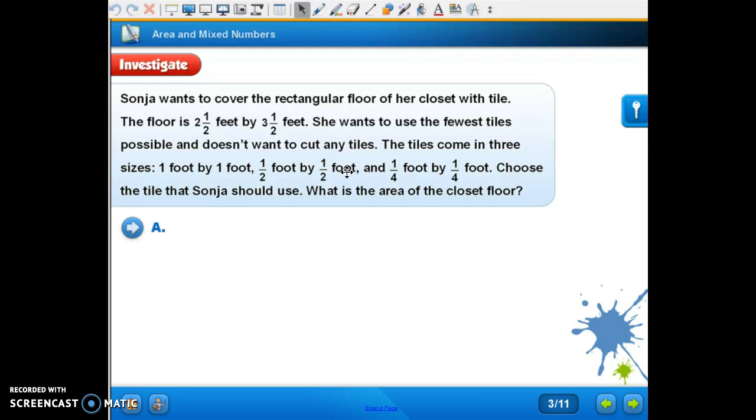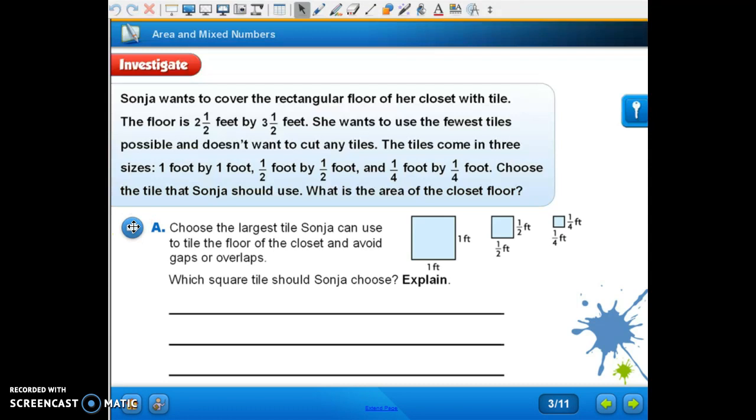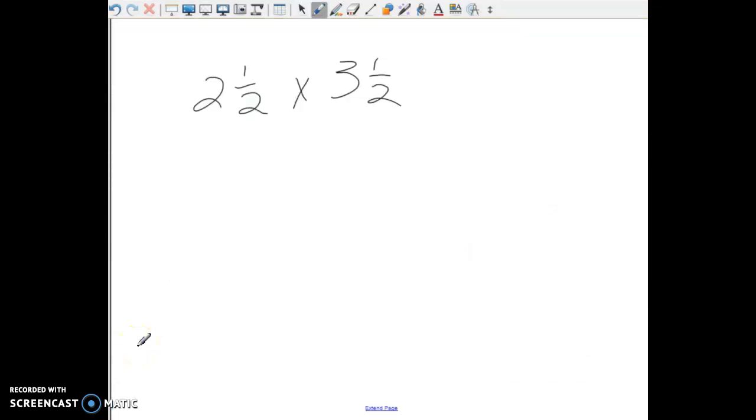What is the area of the closet floor? It's 2 1/2 feet by 3 1/2 feet. And to find the area, we have to take the what? Length times the width. Okay? So the first thing we have to do is find out what that area is. That'll give you a clue on your paper about how to find the area. So we're going to go ahead and make these into improper fractions and multiply them.